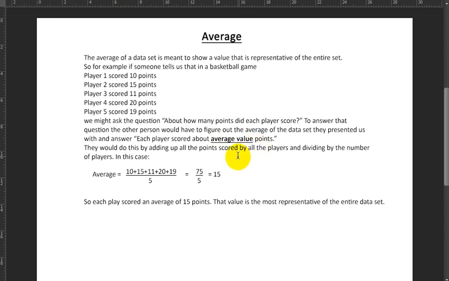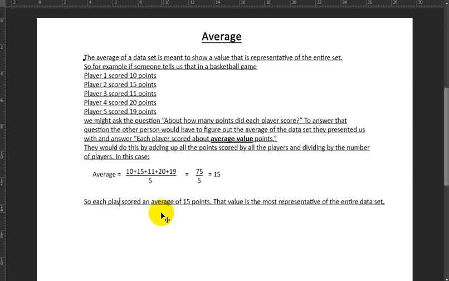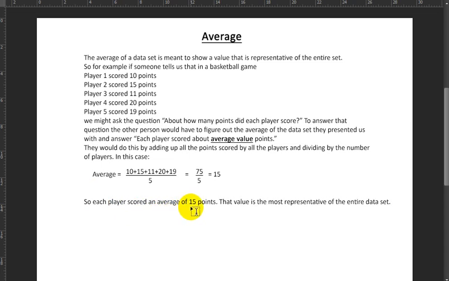To find the average, what you would do is you would add up all of the points and then divide whatever you find by the number of players. So here, we would do 10 and 15 and 11 and 20 and 19 divided by 5. Well, all of this put together makes 75, and 75 divided by 5 gives me 15. So the answer would be that each player, I should say player, scored an average of 15 points. And that value is the most representative of the entire set.